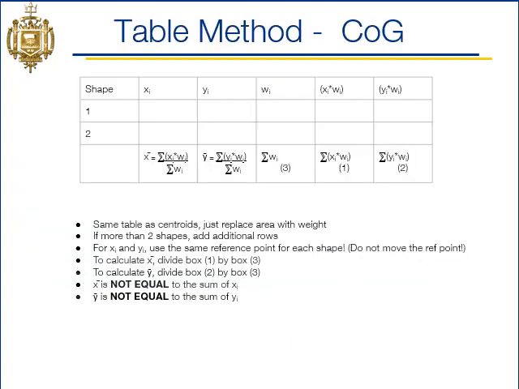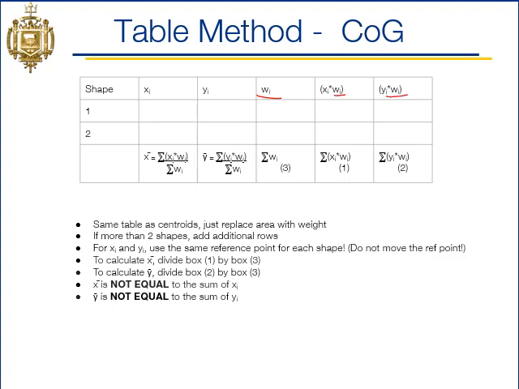So just like with our centroid calculation, center of gravity, we can use the table. We could actually even merge this table with our center of area if we needed to. If the question was asking us both of those things, we could just add an extra column for W. But if the question is just asking you for center of gravity, we just use this table. So everything is the same as center of area, except we've replaced area with weight, right? So all of our A's have changed to W's.